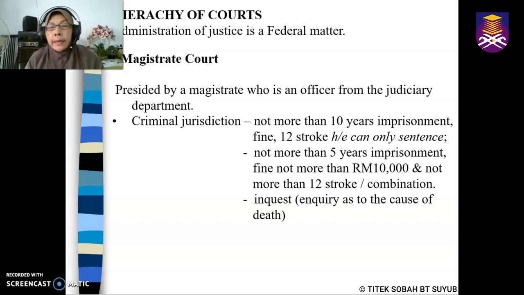And a magistrate also can hear inquest cases. What are inquest cases? Inquest cases are usually an inquiry, an inquiry to find what is the cause of death.